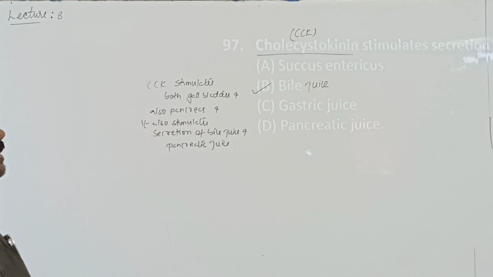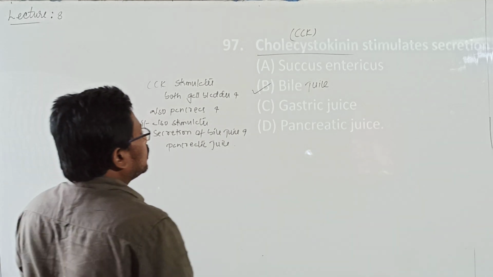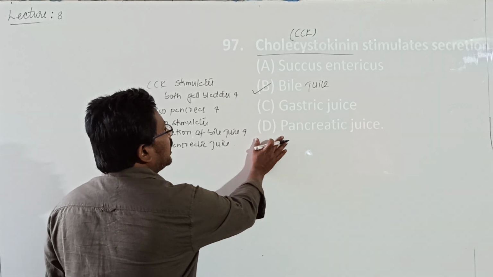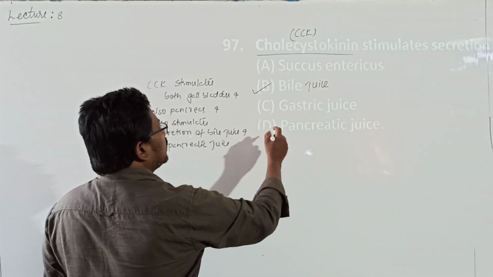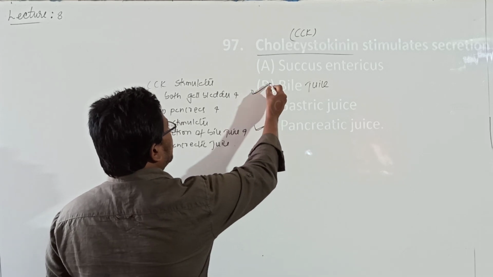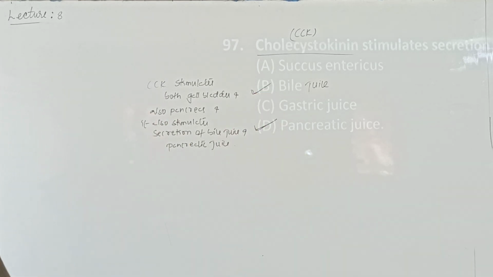So cholecystokinin stimulates the secretion of, so it will be both. In this case, we will take even the pancreatic juice. As there is no such option, we take both as the right one. Cholecystokinin stimulates the secretion of bile juice and also the stimulation of pancreatic juice.